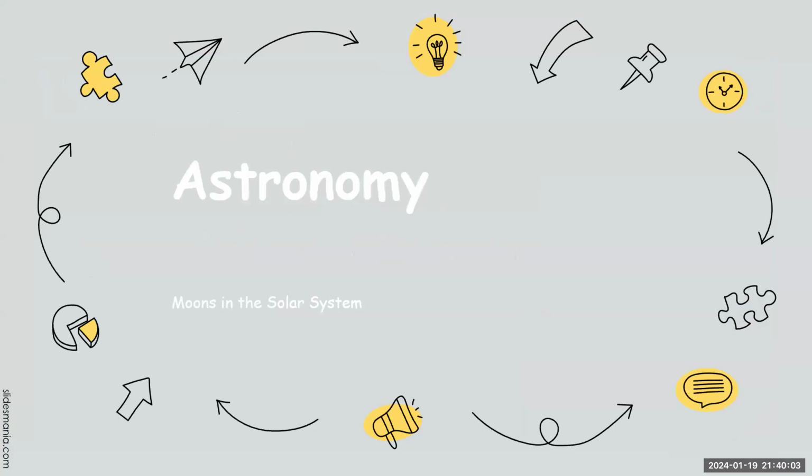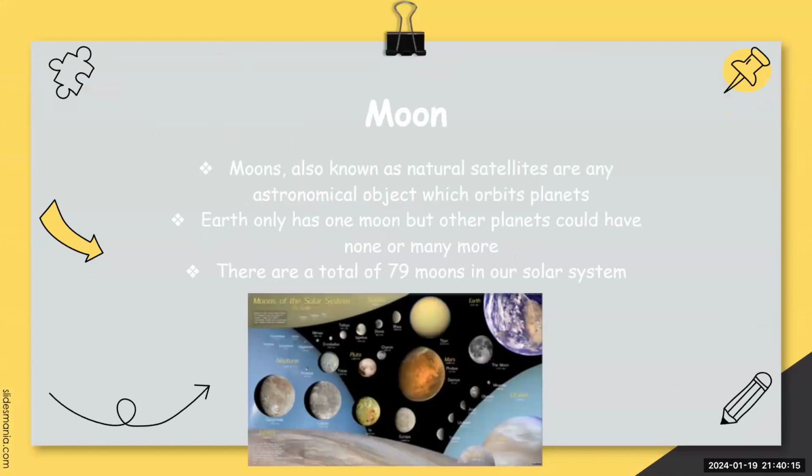All right, for astronomy, I'm going to be talking about the moons in the solar system. Assuming most of you already know what a moon is, but if you don't, they're basically natural satellites, which are any astronomical object which orbits a planet. Of course, Earth only has one moon, but other planets either have none or many more than that. There are a total of 79 moons in our solar system.